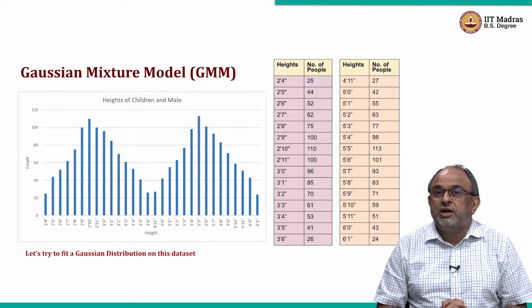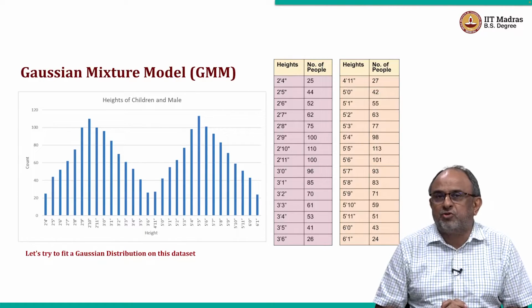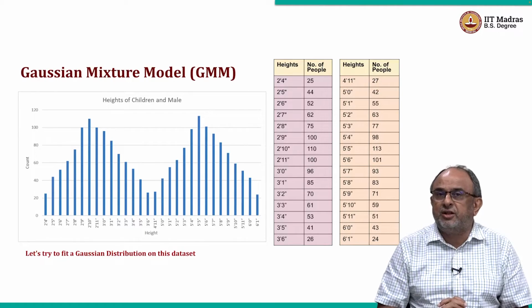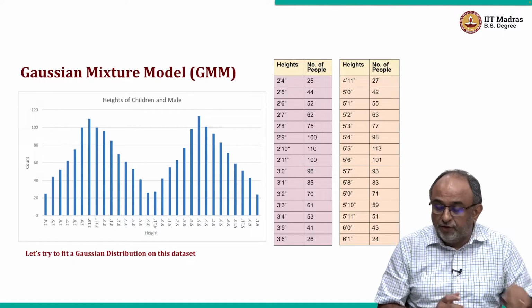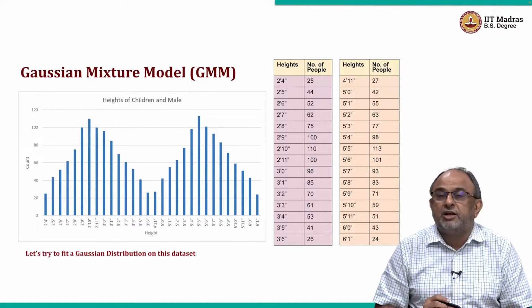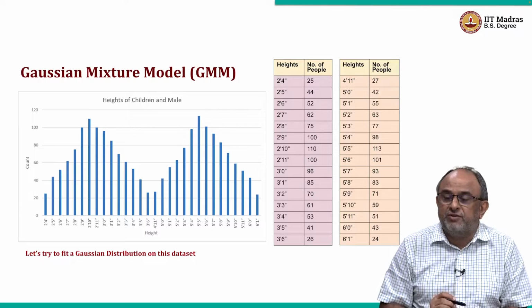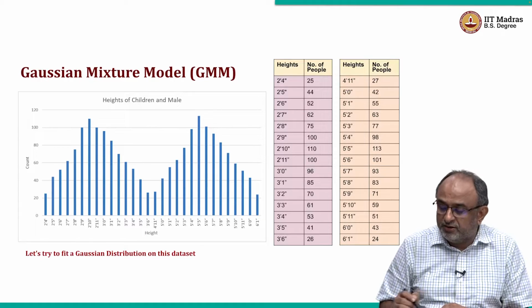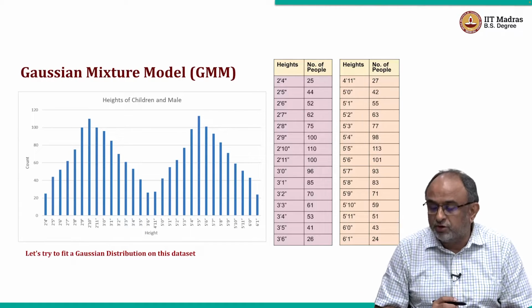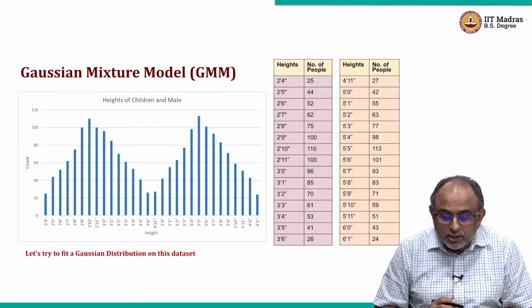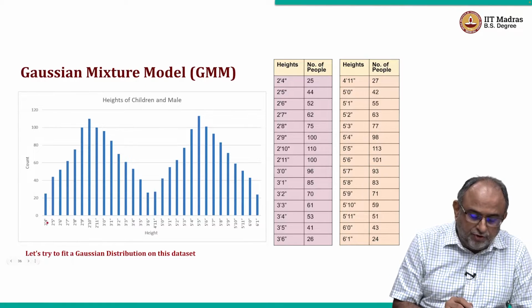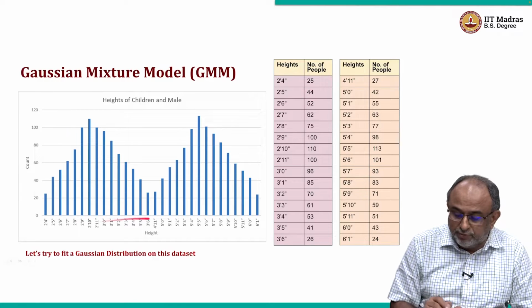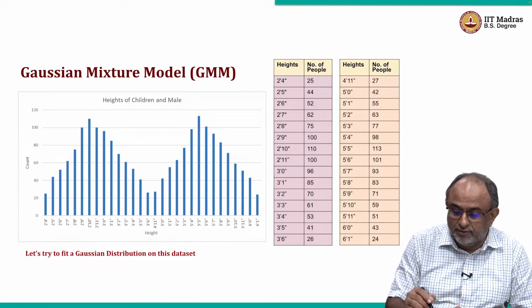Now, if I look at the histogram, I went to a park and measured the heights of all the humans present there. I found that at 2 feet 4 inches there were 25 people, at 2 feet 5 inches there were 44, and so on up to 6 feet 1 inches, 24. This is the measurement I got. Now I can plot a histogram. As usual, at 2 feet 4 inches I count the number of people, at 2 feet 5 inches I count the number of people, and I get a histogram like this.